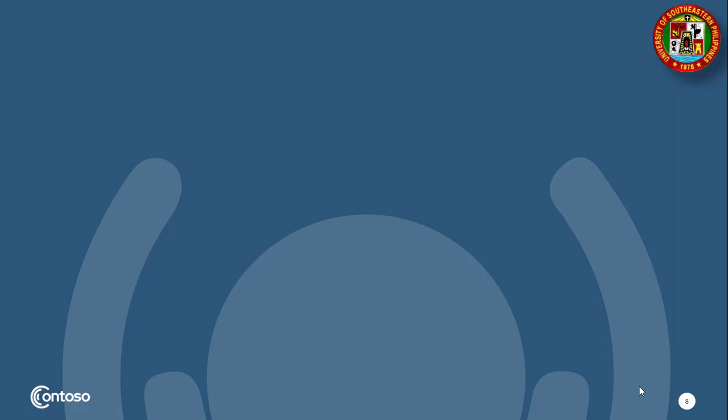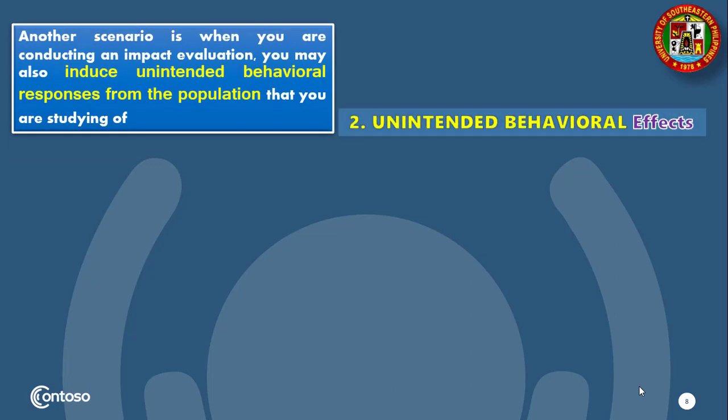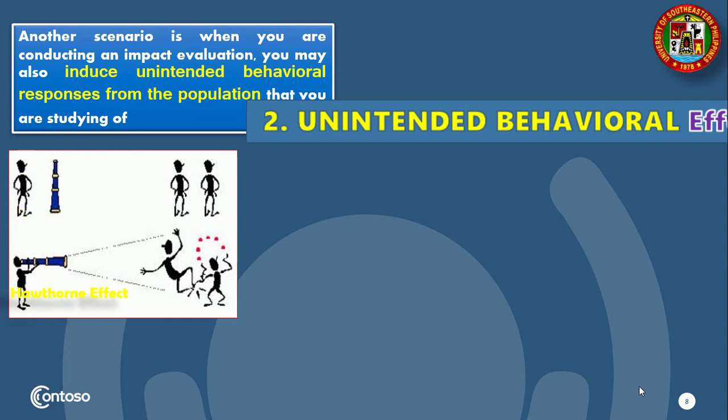Another scenario is that when you are conducting an impact evaluation, you may also induce unintended behavioral responses from the population that you are studying. This is what we call unintended behavioral effects, elaborated in the following three situations. Number 1, the Hawthorne effect. Hawthorne effects occur when the mere fact that you are observing people makes them behave differently.